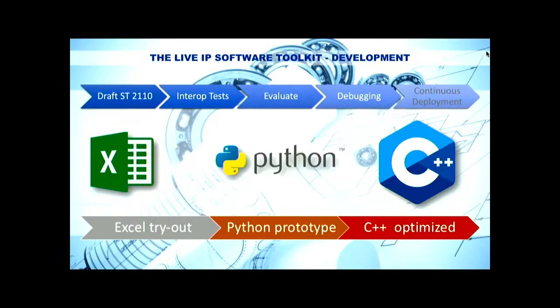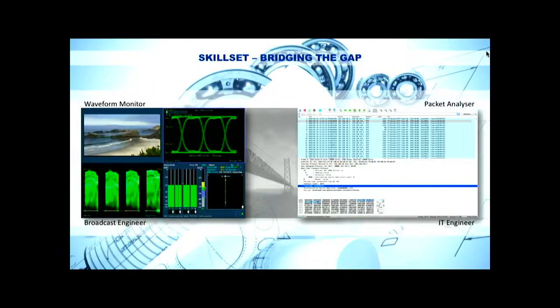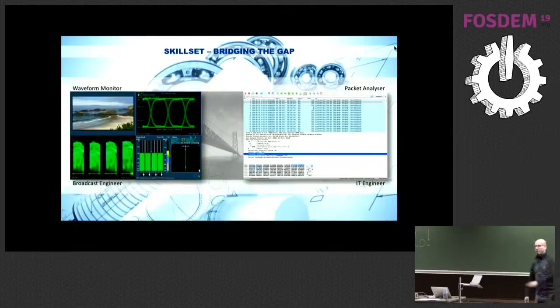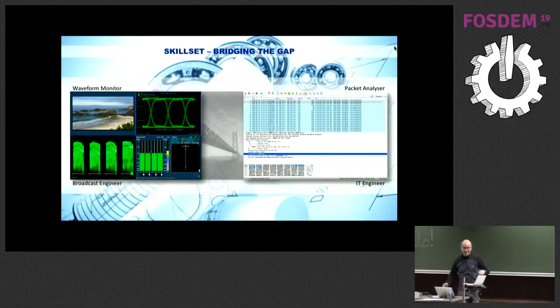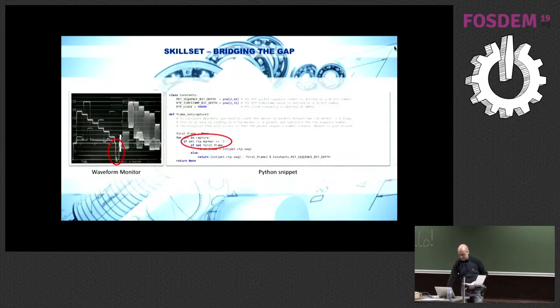And then we discovered something else, because our broadcast engineers are used to this screen, and the IT engineers are used to the other screen. Well, good luck with Wireshark if all the packets are passing by just for one stream at 3 gigabit per second. You don't see a thing. And good luck with this, by the way. You don't know what you're looking at either. Well, no. So we need to bridge those worlds, and this is exactly where we started.